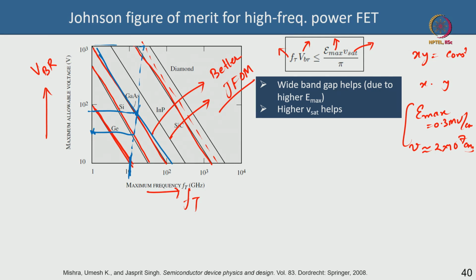This is because the critical field of gallium nitride, for instance, is 10 times higher, which is 3 megavolt per centimeter, while the velocity of saturation is almost 2 into 10 to the power 7, the same as silicon.